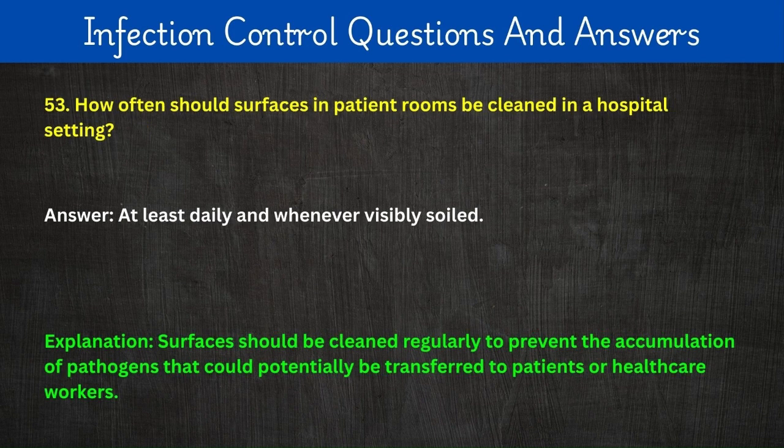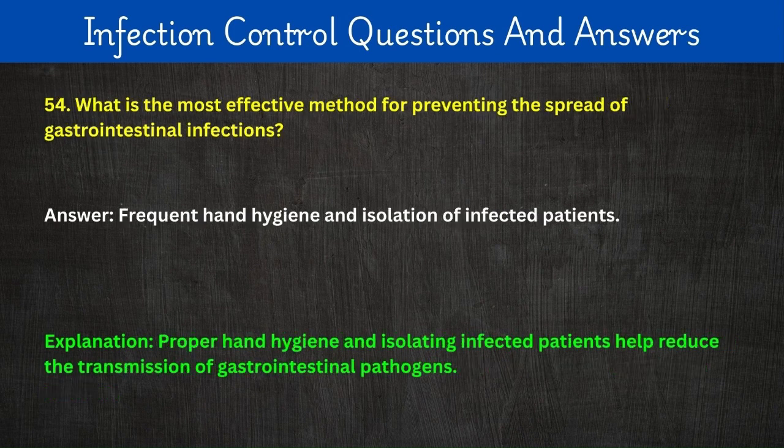53. How often should surfaces in patient rooms be cleaned in a hospital setting? Answer: at least daily and whenever visibly soiled. Explanation: surfaces should be cleaned regularly to prevent the accumulation of pathogens that could potentially be transferred to patients or healthcare workers. 54.